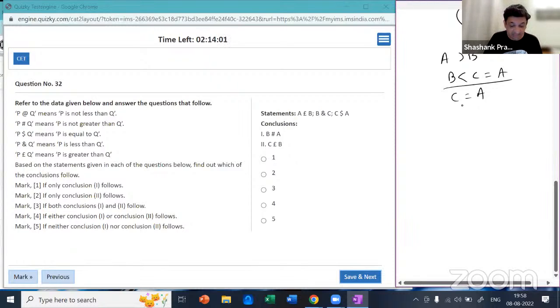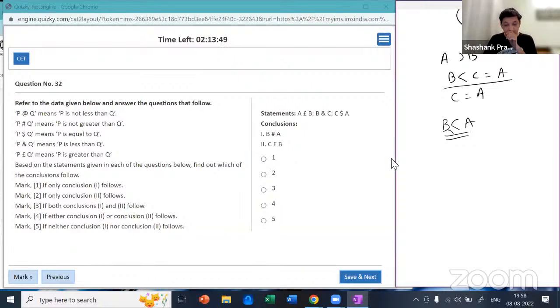B hash A meaning B is not greater than A. So B is less than A, or B is less than or equal to A. So B hash A. Okay. B is not greater than A is still correct. C pound B meaning C is greater than B is also true. So I think both of them follow. I would go with 3, although I'm not very sure of 1.